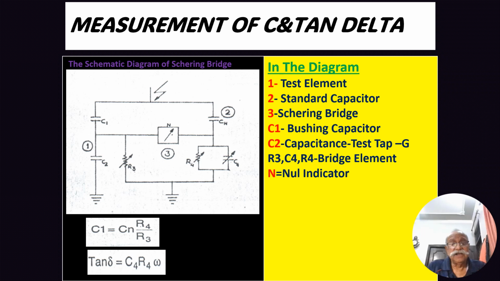This is the schematic diagram of the Schering bridge which everybody has learned during their engineering course, and this diagram is very familiar to electrical engineers and field engineers. That one is the test element, and the other is the standard capacitor, because the Schering bridge compares the values between the two, that is the standard capacitor as well as the test element, and then a null point is obtained which gives you the value.